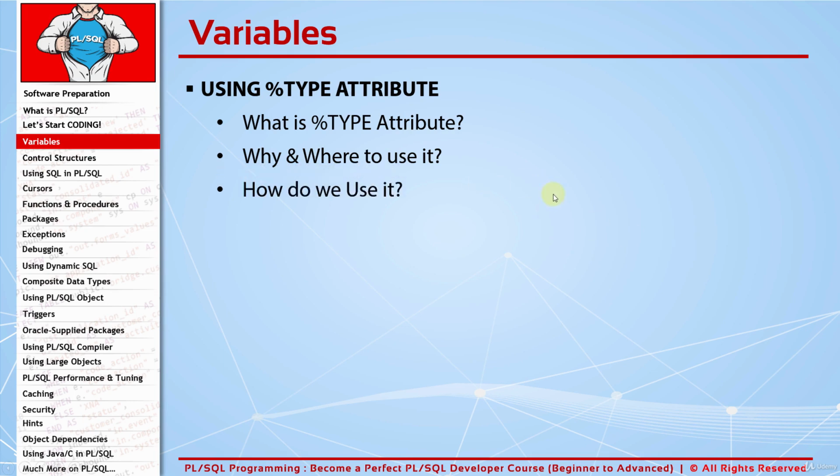So how do we use it? We write the variable name, then the table dot column name and person type. Or if you want to synchronize with a variable, we simply write another variable's name and person type keyword. So let's make an example for that and see how it works. Let's open up SQL Developer.